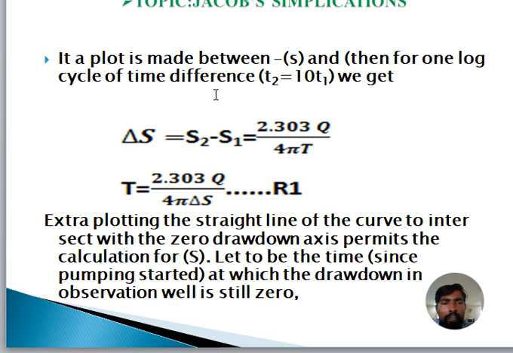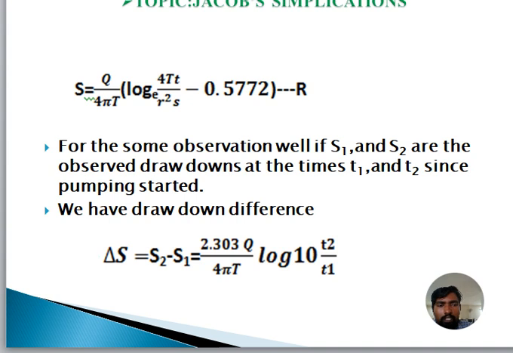This plot is made between S, nothing but drawdown, and one log cycle of the time difference, where T2 is equal to 10 T1. From the given equation, delta S is equal to S2 minus S1, equal to 2.303 Q by 4 pi T log 10 T2 by T1. With T2 equal to 10 into T1, T1 cancels, and log 10 of 10 divided by the entire log 10 T2 by T1 is divided by the one value.